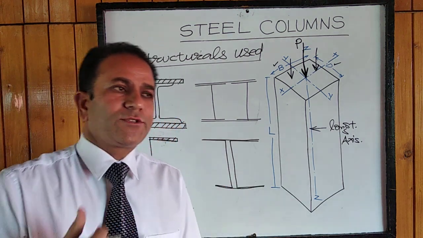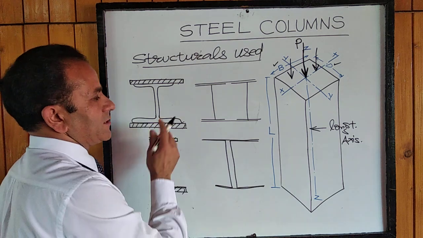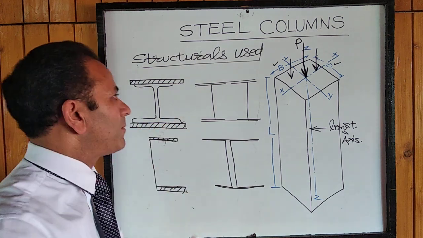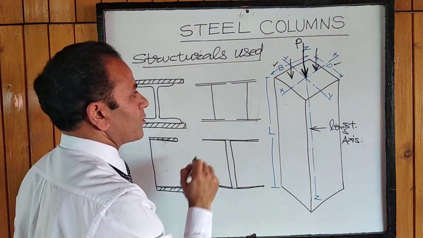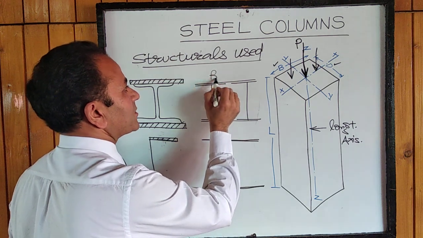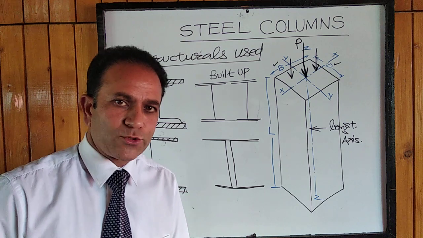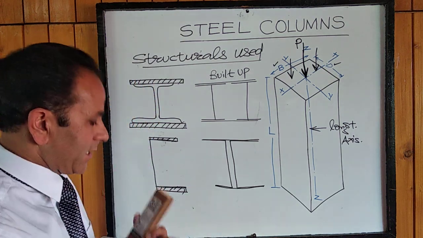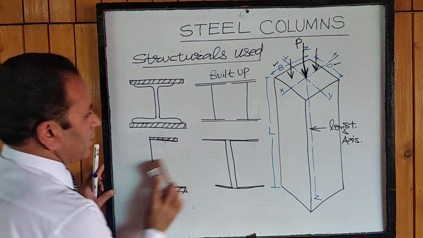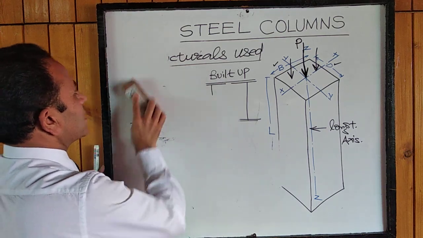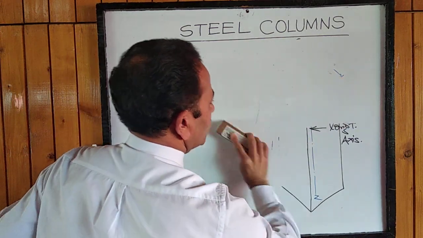So a combination of such members: if it is used as a single member, it is a single section. If we are using two or more members, then it becomes a built-up section. This is called a built-up section, where we are using more structurals combined together to act as a column. This is as per our requirement, as per the need, as per the load acting over the column.